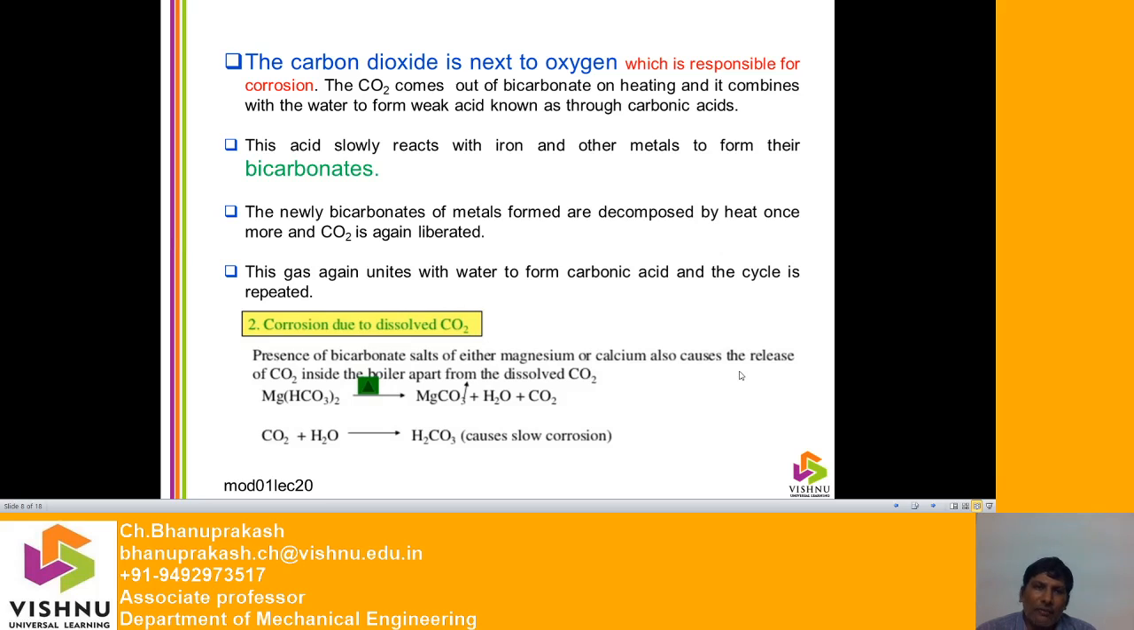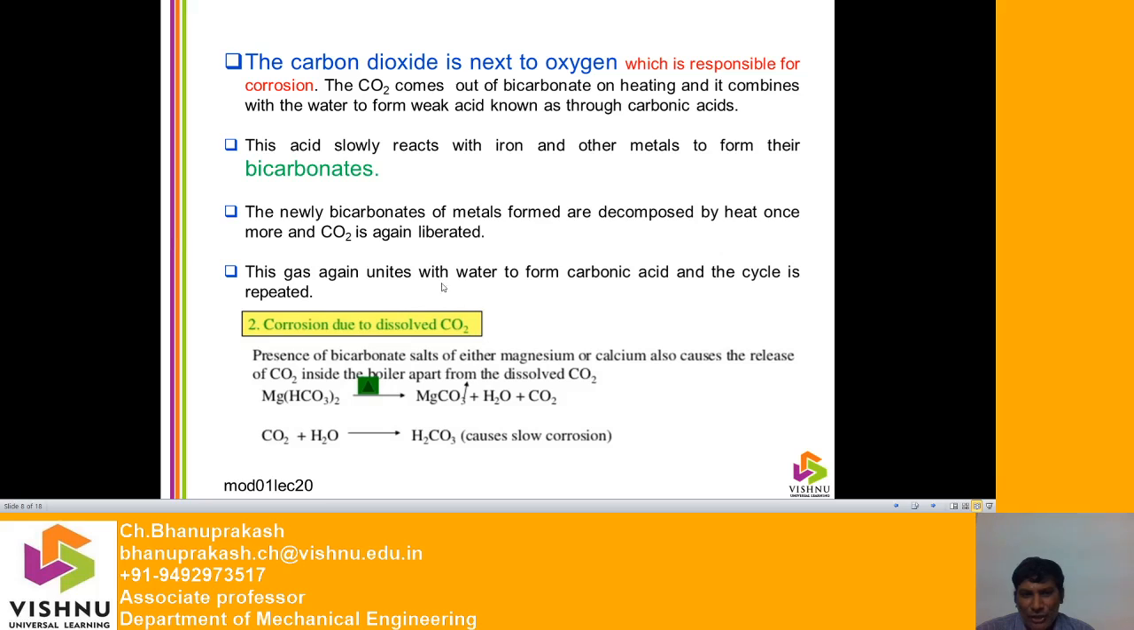The next one, carbon dioxide, is immediately next to oxygen as a cause of corrosion. CO2 comes out of bicarbonate on heating, and it combines with water to form a weak acid known as carbonic acid. This acid slowly reacts with the iron and other metals to form their bicarbonates. The newly formed bicarbonates of metals are decomposed by heat once more and CO2 is again liberated.